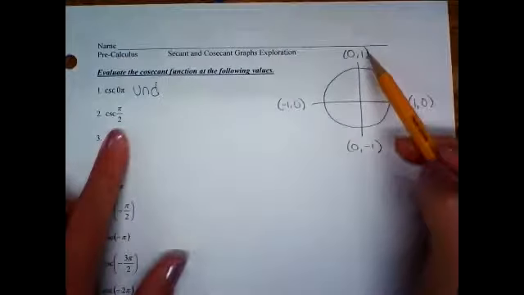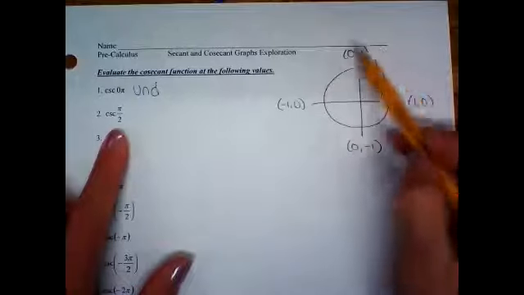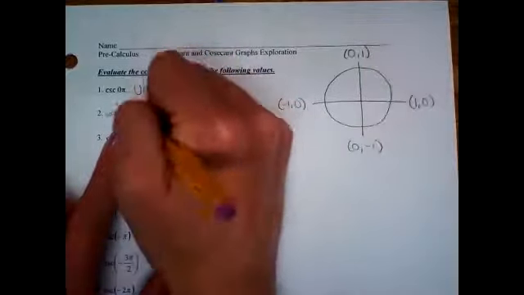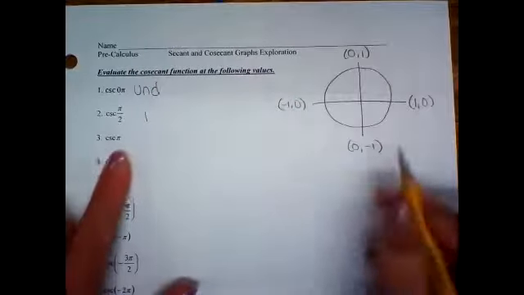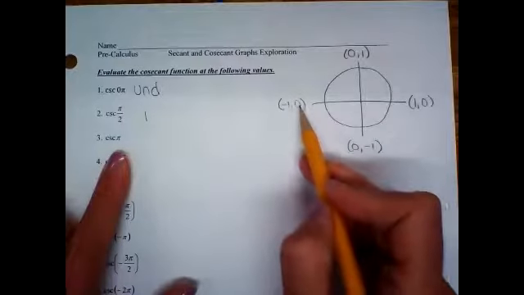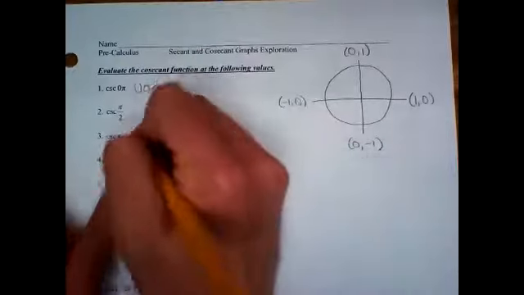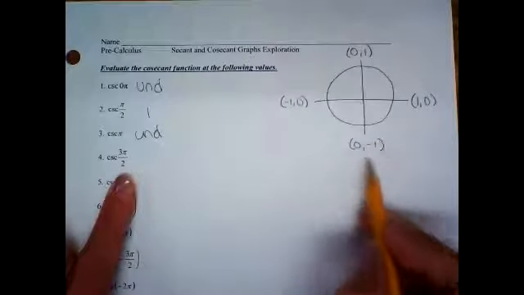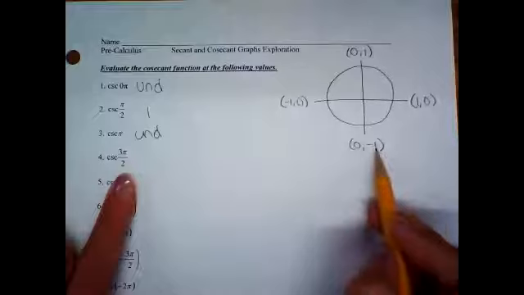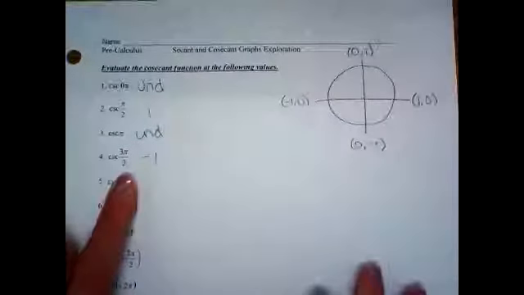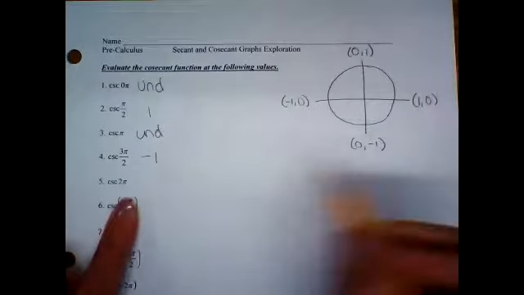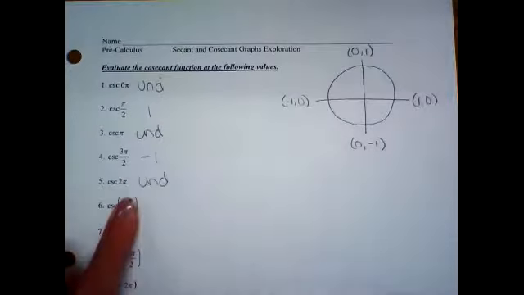Pi over 2. Now we're at the top of the unit circle. What's your y value? 1. If you flip 1, 1 over 1 is 1. Yeah, don't overthink it. All right, pi would be right here. Again, the y value is 0. Reciprocal of that is going to be undefined. 3 pi over 2, we're at the bottom of the circle. That's -1. If you flip -1, it's still -1. 1 over 1 is 1. It's just negative. And then back where you started, again, your y value is 0, so undefined.